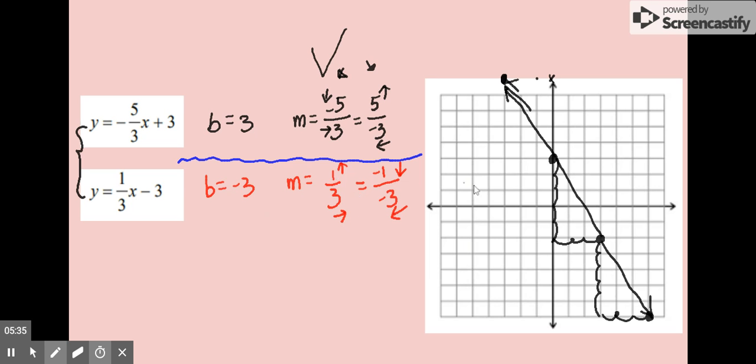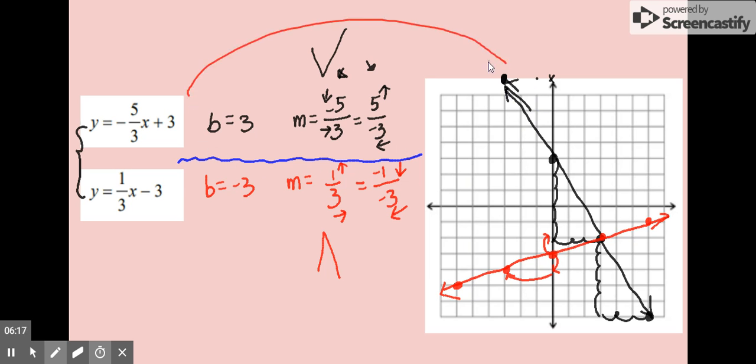So 1/3, after I plot the y-intercept, which is -3, let's go up by 1 and to the right by 3. Oh, we already found the intersecting one. Let's just keep going. 1 up, 3 to the right. Or you can also go down by 1 and move 3 to the left. Go down by 1, move 3 to the left. If you connect this line, let me try this again. Okay. If you connect these, with this arrow, now we have the system of equations.